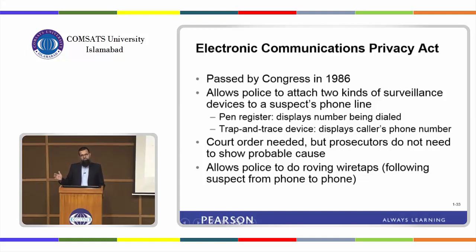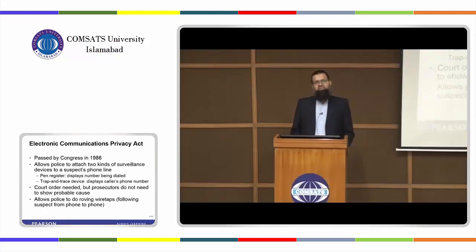And if someone is a potential target and they identify that something suspicious is going on, they can continue it. In this act, the police were bound to ask the court for permission, but they were not bound to show the reasons why they wanted to do this activity. So this was more privilege towards the police and the agencies, and they also have the roving wiretaps. A roving wiretap is when someone connects with person A, then person A connects with person B, so they can follow this chain of connection.